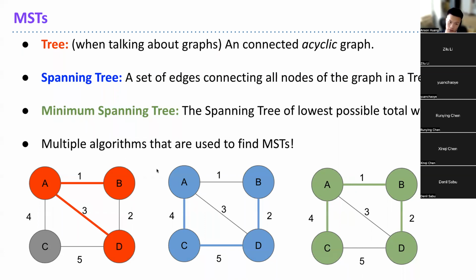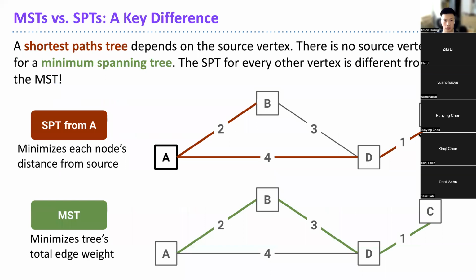And there are multiple algorithms that are used to find MSTs. In particular, there are two that we're going to be talking about: Prim's algorithm and Kruskal's algorithm. One key difference that we want to point out is between MSTs and SPTs. They sound very similar, but there's a key difference. A shortest path tree depends on the source vertex.